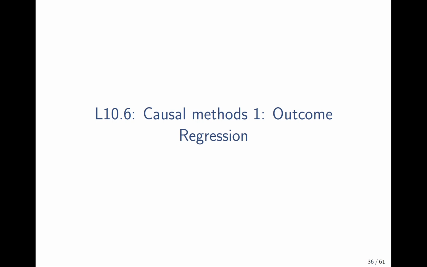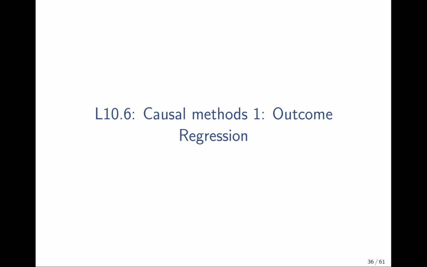Okay, so we've established that identification is possible if we adjust for confounding, such that the conditional independence assumption holds. But how do we actually take this forward for estimation? So that's what we're going to look at now. We're now going to look at methods for causal inference that actually allow us to estimate causal effects.